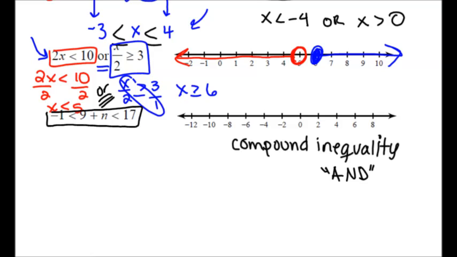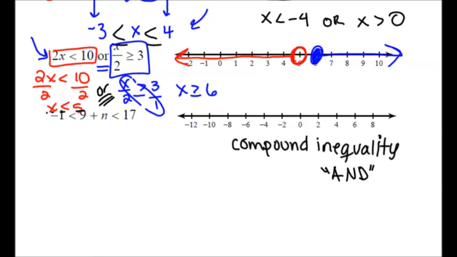I like to solve my compound inequalities all at the same time, all together. Miss Santiago likes to separate them. So we will show you two ways. You pick which way you like, master it, and own it. All right, here we go.